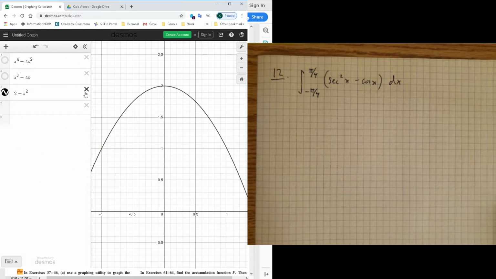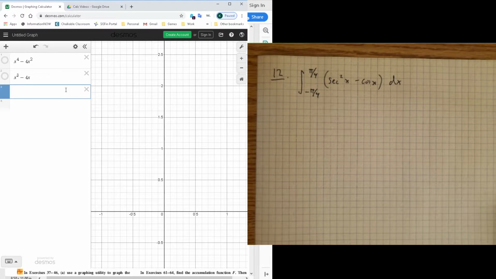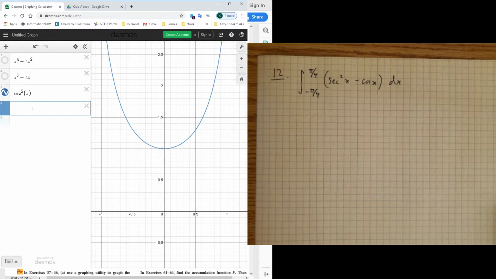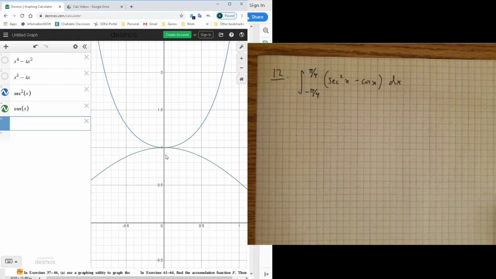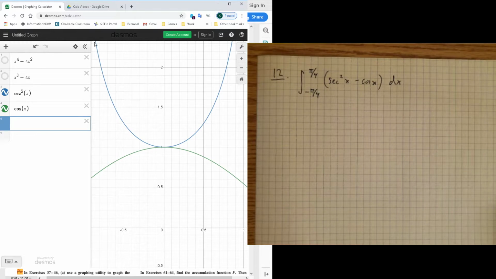Here we go. I actually found the answer. See? Read your directions, kids. Don't be silly. So my top curve should be secant squared of x. And then my bottom curve should be cosine of x. And it is from -pi/4. So pi/4, let's zoom a little bit, pi/4 is just a little less than 1. We're talking about this bounded area.